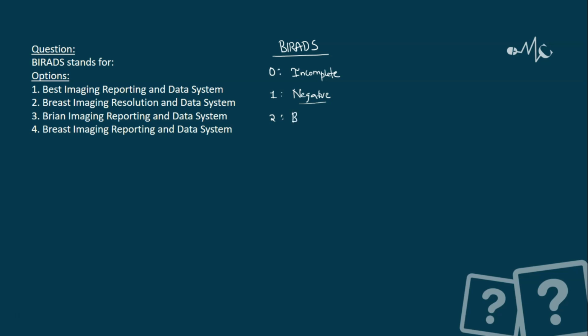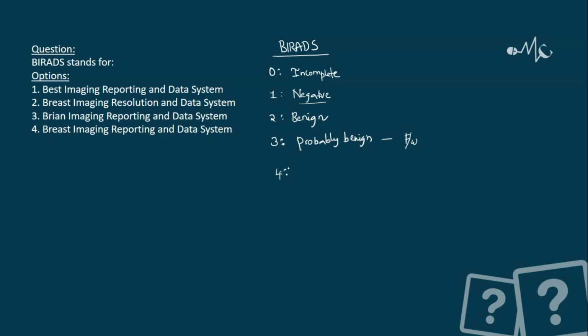Negative in the sense there are no masses, no architectural disturbances, and no suspicious calcifications. If there is a mass, but it is benign, then it is BIRADS 2. This is a benign finding. You can ignore. There's no follow-up required. But BIRADS 3, they say probably benign. What does it mean? Probably benign in the sense maybe you have to do some follow-up later on. Okay, after a short interval, follow-up is suggested.